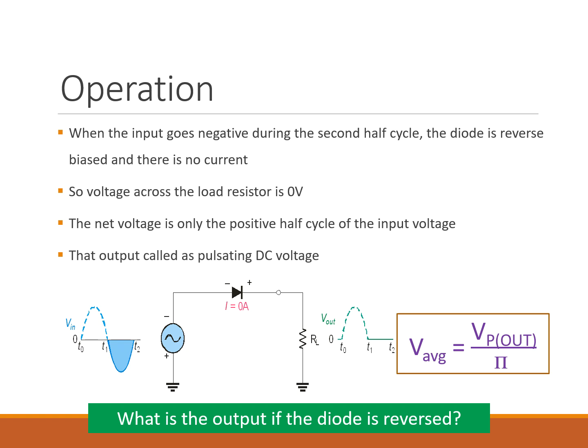And then the average output. The average value of the pulsating voltage is going to be V average equal to V peak divided by pi. So it's lower than the peak, but it gives us a usable DC level.